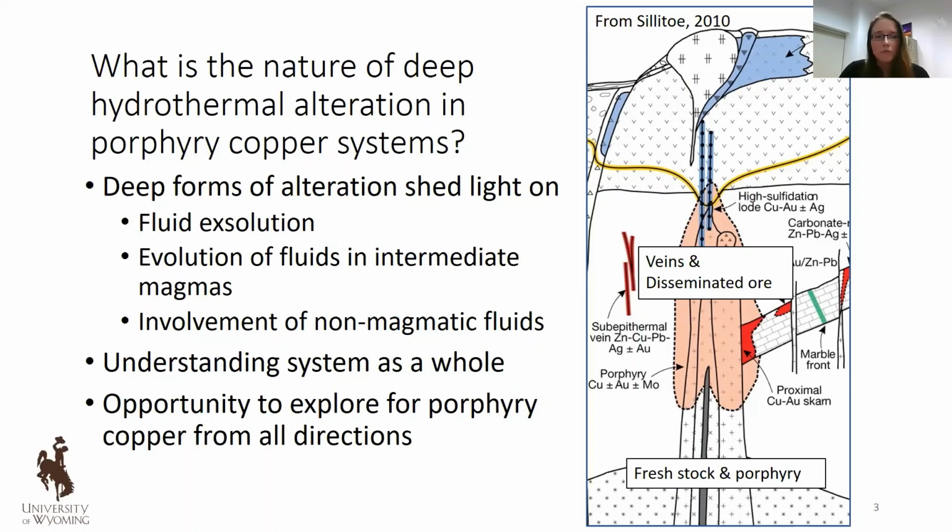So I'm trying to better understand what it looks like under the cores of these systems. When do we actually transition into fresh, or ostensibly unaltered, porphyry and stock? What do these different forms of alteration look like? How do they vary from system to system? And how do these forms of alteration contribute to our understanding of porphyry copper deposits more as really extensive geochemical systems, as opposed to just where the mineralization is and where the mineralization isn't?